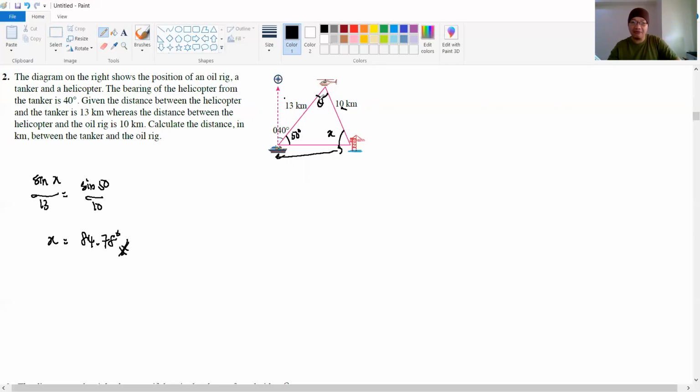Now how to find theta? We want to find the theta, right? Therefore, theta equals 180 minus 50 minus x. So how much do you get? x is 84.78. Put it here. So you are supposed to get 180 minus 50 minus the answer. So your answer should be 45.22 degrees. I round off to 2 decimal places.